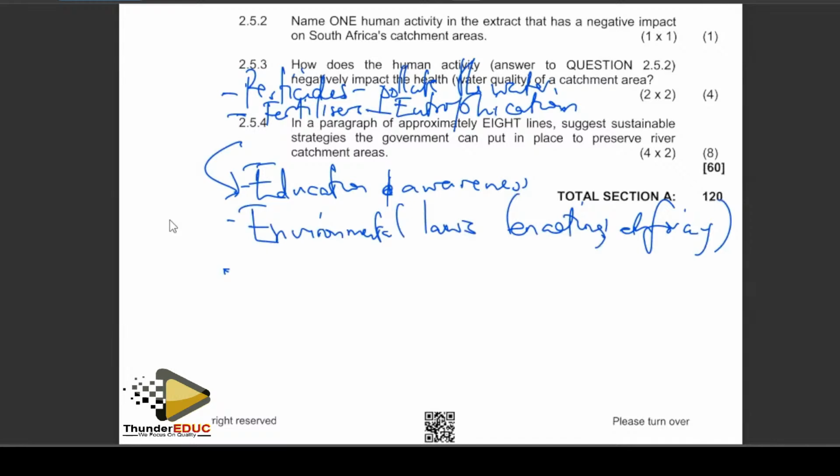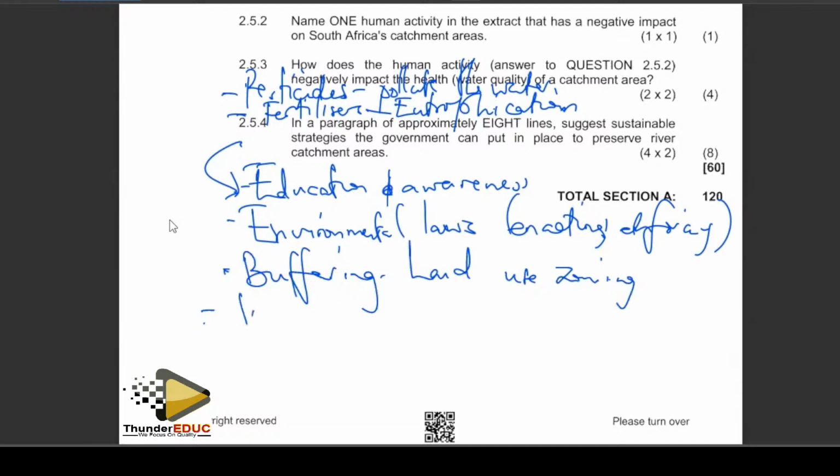Or we can also talk of buffering. Also another important element: we buffer or use land use zoning to avoid the influence of human activities on the catchment areas. We buffer those areas, we fence them off to avoid people accessing them so that they do not cause negative implications on the catchment areas and on the rivers.